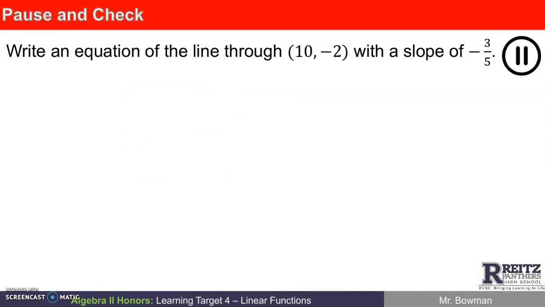Alright, here's a chance for you to try one now. Write an equation of the line through the ordered pair 10, negative 2 that has a slope of negative 3/5. Pause the video, try it, and when you get an answer you like, hit play and we'll check it out.